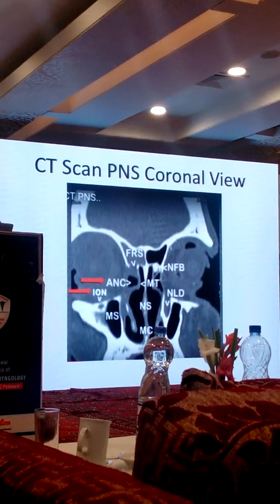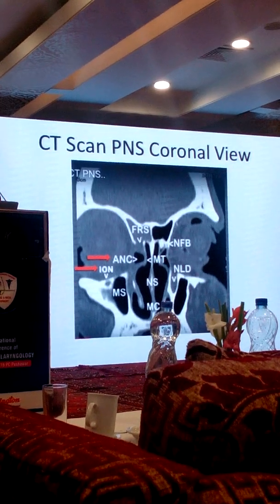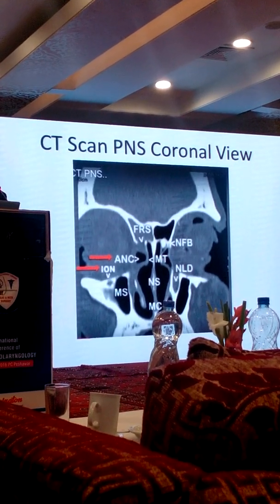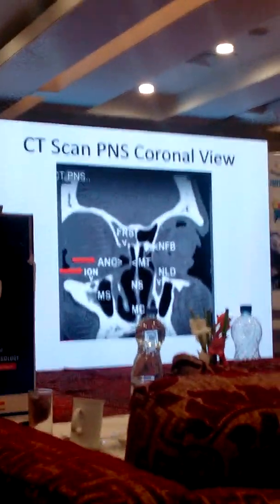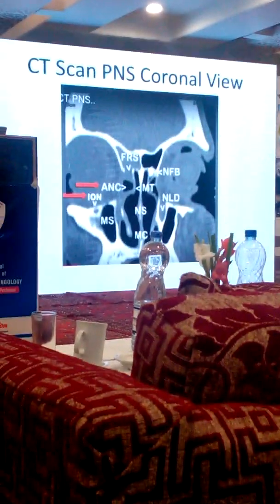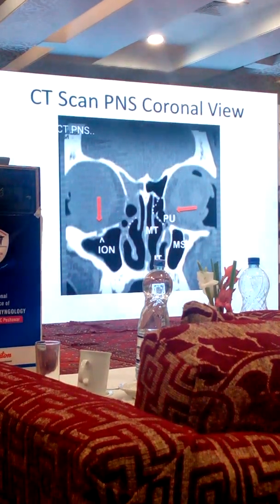Unless you are too aggressive, you might damage it, but it is unlikely to damage the nasolacrimal duct in an endoscopic sinus surgery of a sinusitis or other case. Maybe it is eroded or something like that. So it's a very strong structure.